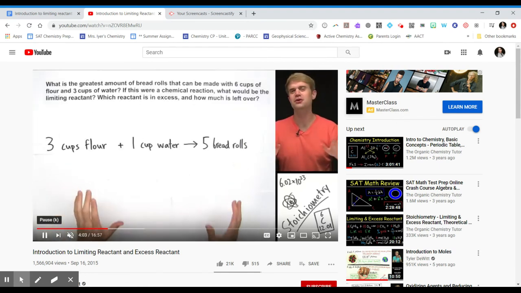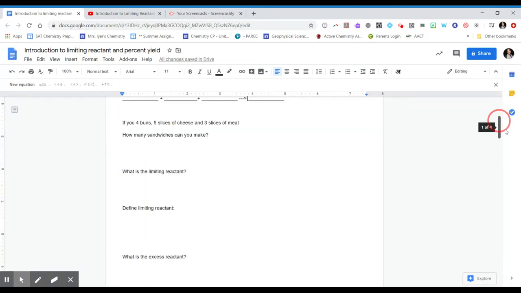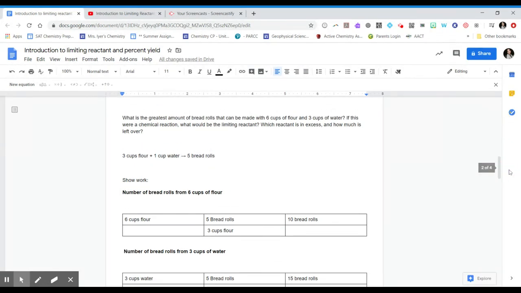So I'm going to take it from here. We are going to look at an example where we make bread rolls. So I have written this in the form of a balanced equation, a cooking equation. You have 3 cups of flour with 1 cup of water gives you 5 bread rolls. So if they give you 6 cups of flour and 3 cups of water, how many bread rolls can we make and which one is your limiting reactant? So that's what we will find out.